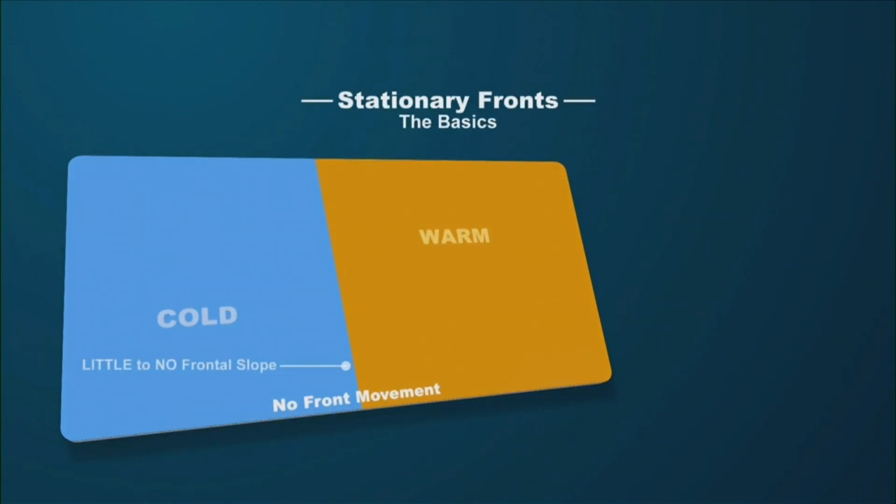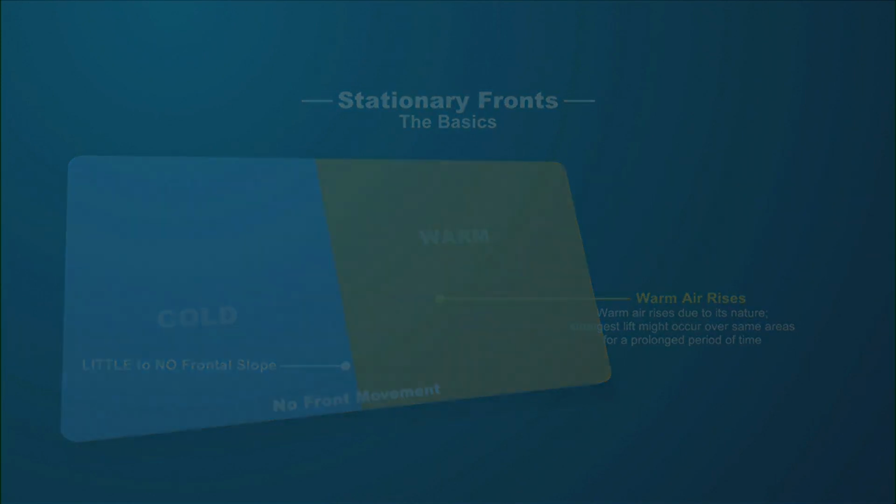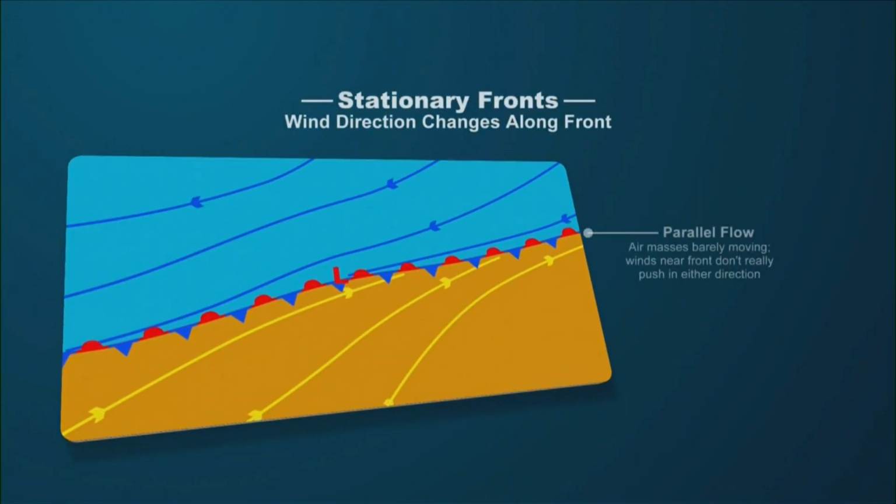Shifting gears to some calmer weather, this stationary front has little or no slope movement developing, unlike the dry line. When there is no movement, the warm air rises due to its nature, with the potential of strong lift because of the little movement and lack of slope development. The interesting thing about stationary lines is that the winds behind and in front of the stationary boundaries are parallel, which causes the front not to move in either one way or the other.